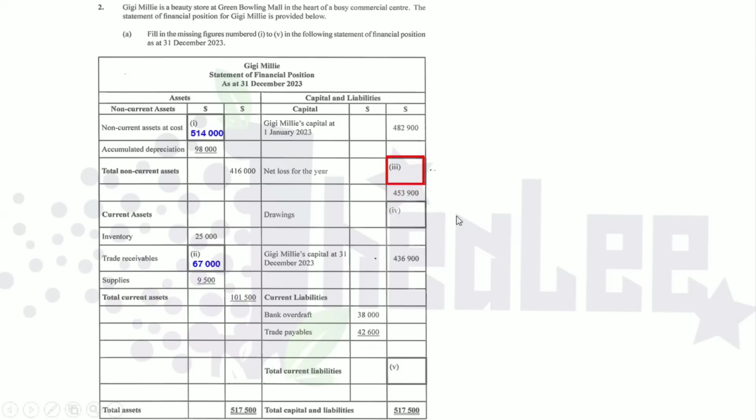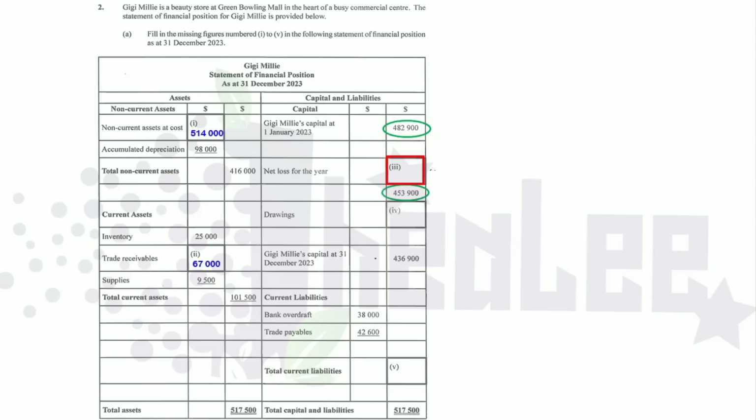But what do we have available here that we can use to ascertain our net loss for the year? We have the capital at beginning, or beginning capital, and we also have the capital value after it was adjusted for the net loss. So having those two figures, we are then able to determine what the net loss is.